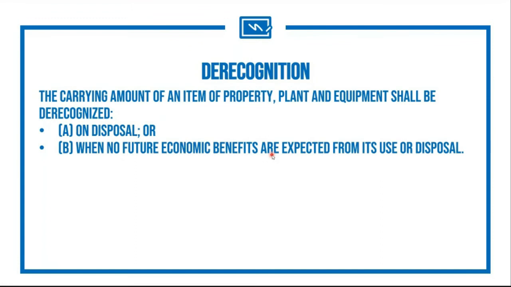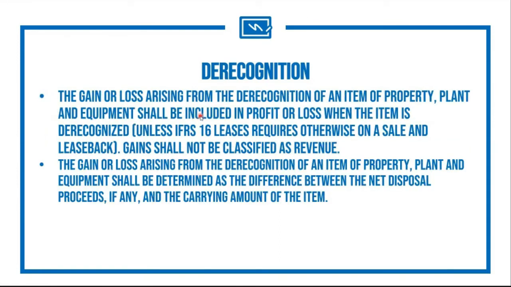Okay, from there, we now proceed with derecognition. Generally, as also provided in the framework, it pertains to the removal of an item from the financial statements. According to the standard, the carrying amount of an item of PPE shall be derecognized, letter A, upon disposal, or letter B, when no future economic benefits are expected from its use or disposal. So it's either upon disposal itself, or when there are no more future economic benefits. In the case of disposal, the gain or loss arising from the derecognition shall be included in profit or loss when the item is derecognized.